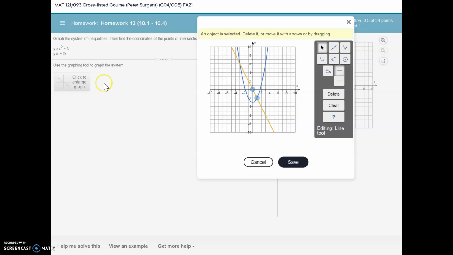There we go. Okay, so it's y is less than negative 2x. That's below this line, but greater than the parabola. So that looks like it's going to be in between these two regions.